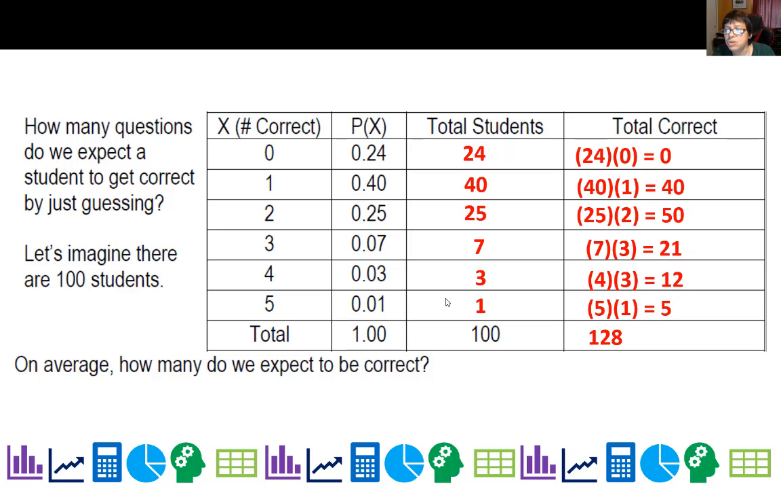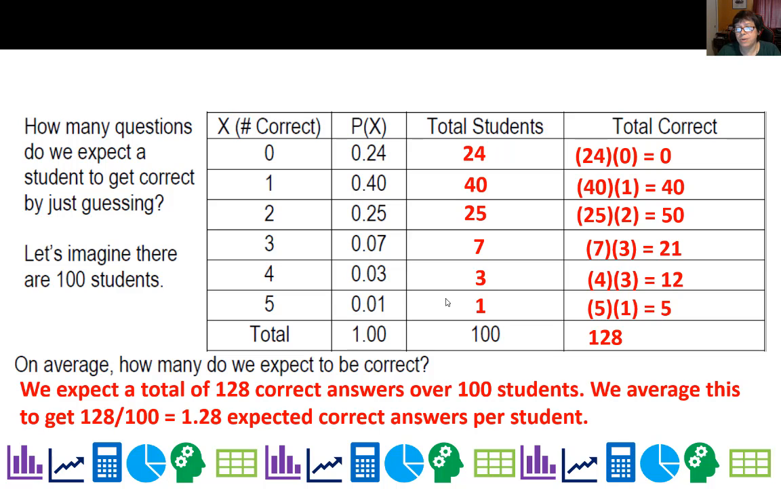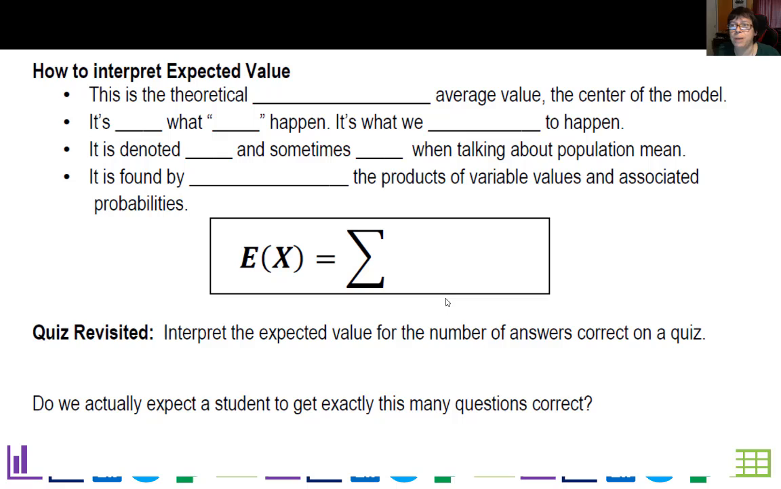So on average, how many do I expect 1 kid to get right? Well, that's 128 spread out over 100 kids, right? So I just divide by 100. So we average this out to 1.28 expected correct answers per student. And this is called the expected value. That means it's a theoretical long-run average value. It's the center of the model. It's like a balancing point. It's not what will happen, it's what we expect to happen.